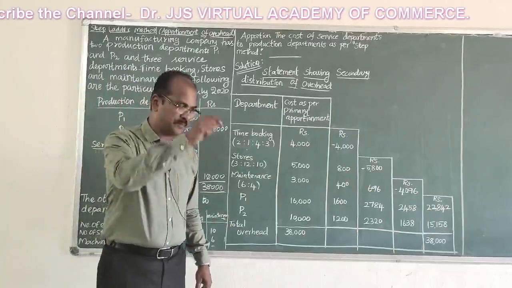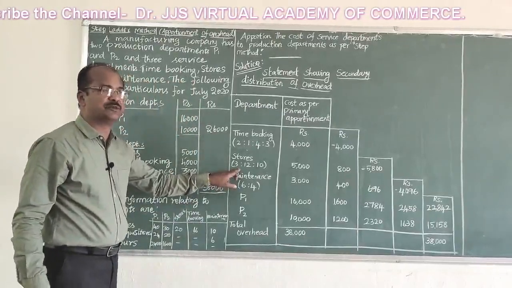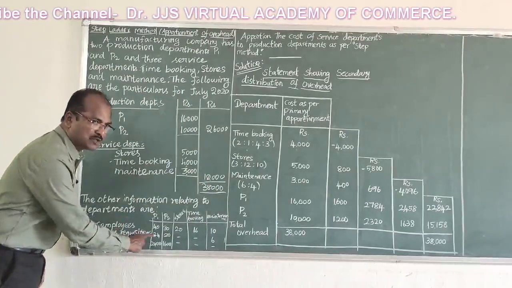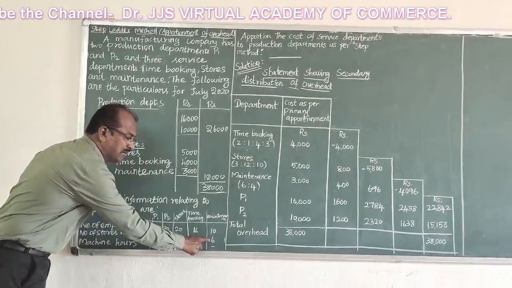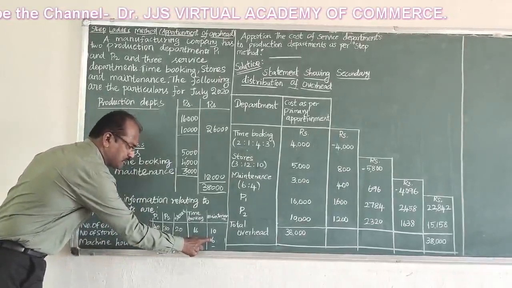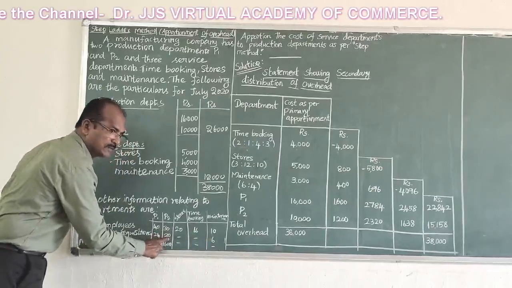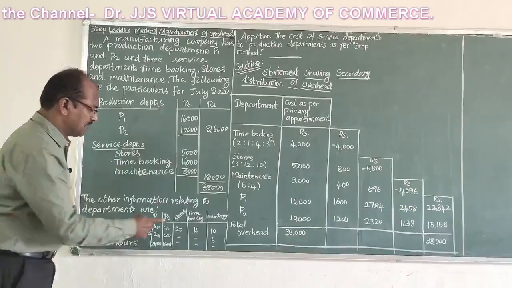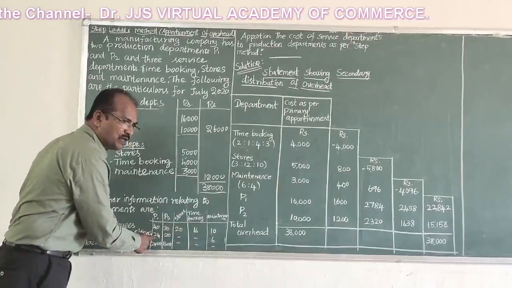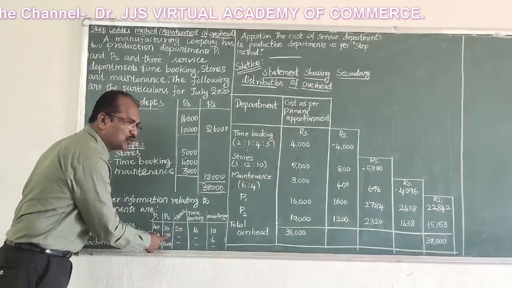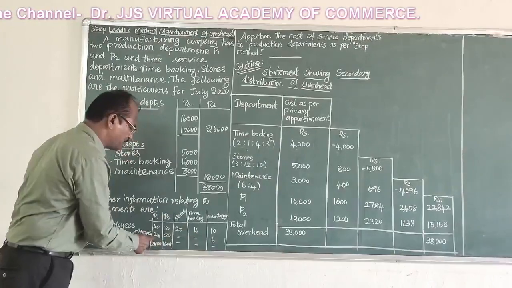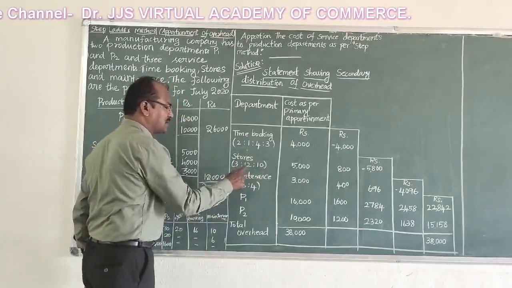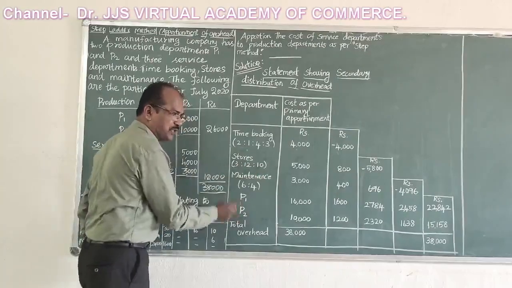Is it clear? Right. Now, how have they formulated this ratio? Maintenance, P1 and P2. Stores is related to the number of stores requisitions. How many requisitions have been made by the maintenance department? 6. So 6 is to 24 is to 20. This is a ratio. Now if you simplify it with the common factor of 2, 6 divided by 2, 3. 24 divided by 2, 12. 20 divided by 2, 10. So 3 is to 12 is to 10. 3 is for maintenance, 12 is for P1, 10 is for P2.